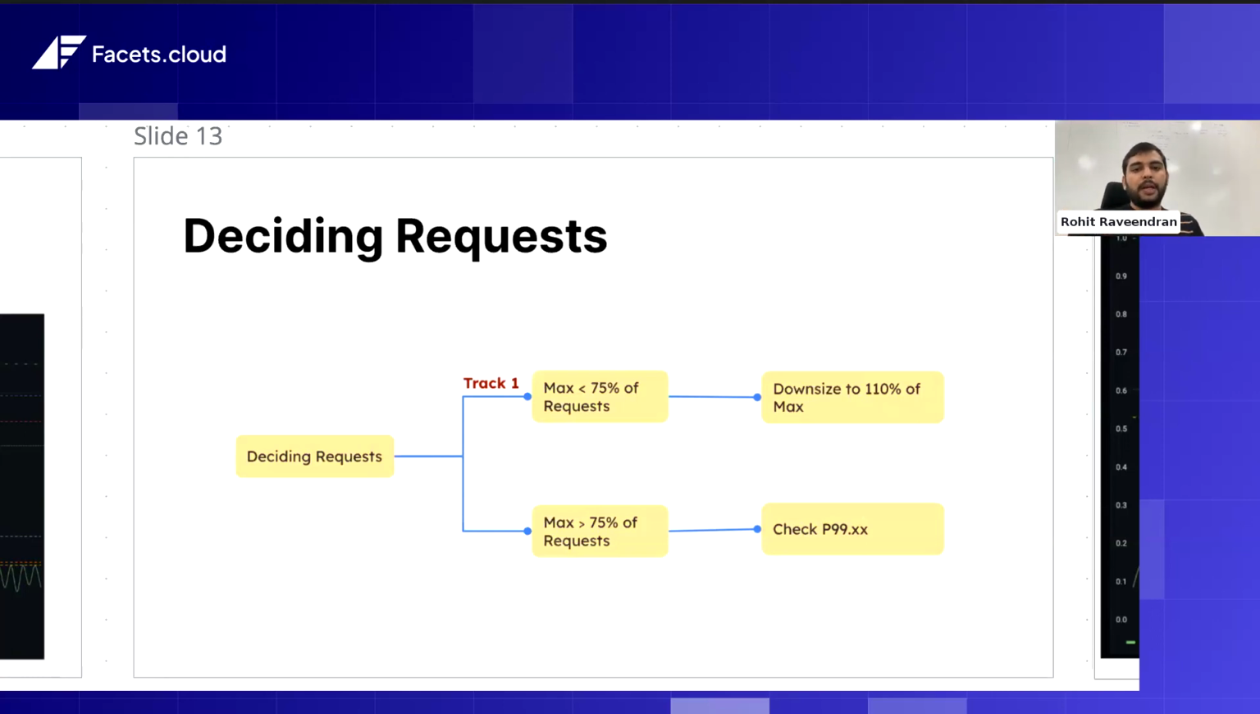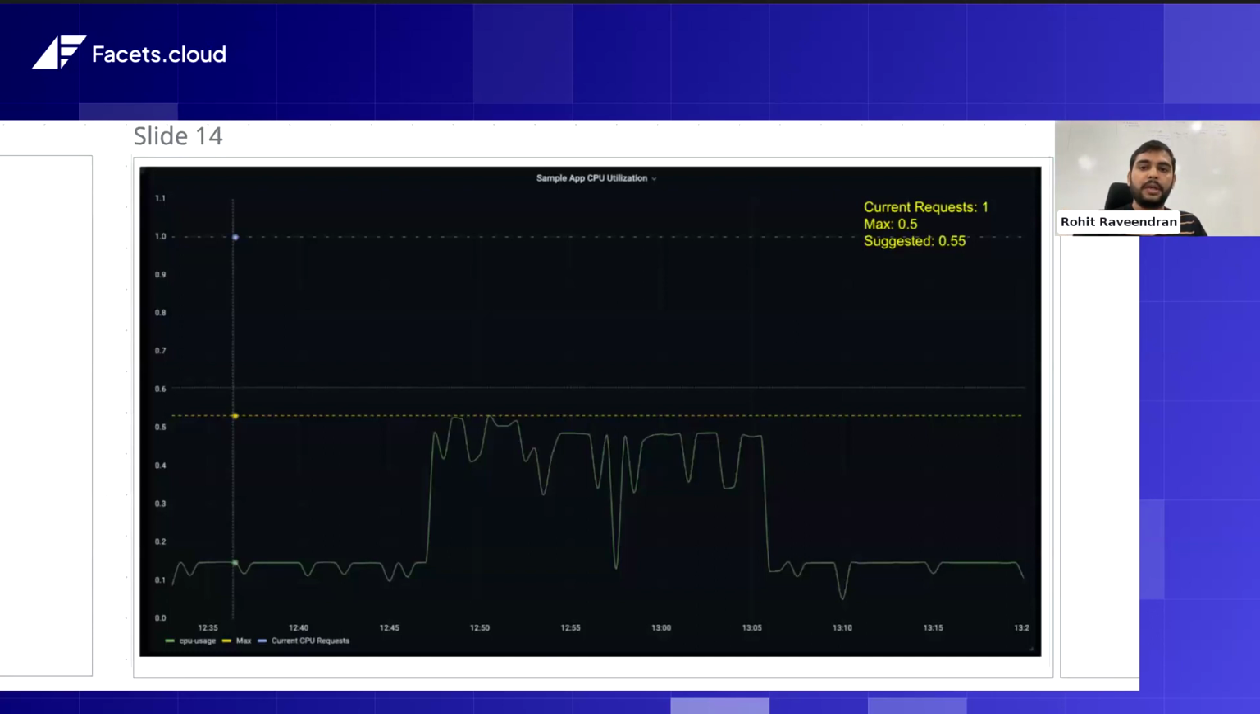Now, I can give you an example of this also. So for this particular application, the current request is set at 1 vCPU, which is the dotted line at the top that I've just marked out. The maximum utilization has come around the 0.5 mark, so it is never even touching the one request that has been set for it. What we would suggest is take the max value, which is 0.5, set a 10% buffer, and set it to 0.55 as the suggested request for this particular application. So this is the easiest optimization that you can do.